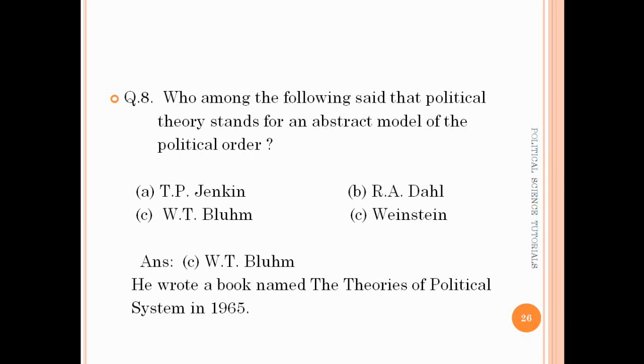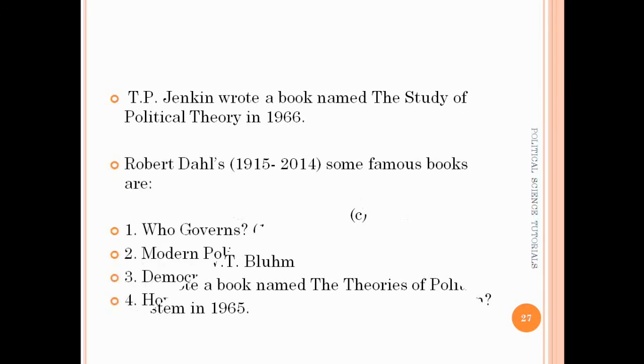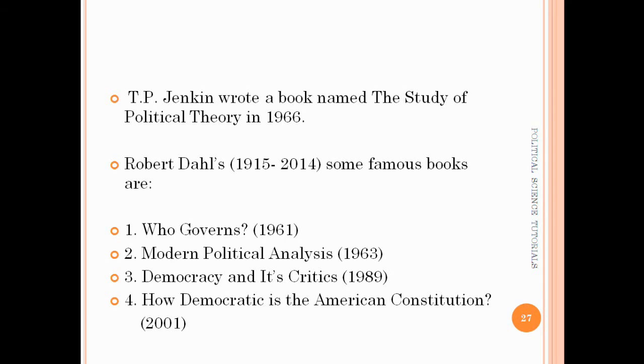Question number 9. Who among the following said that political theory stands for an abstract model of the political order? T. P. Jenkins, Robert A. Dahl, W. T. Bluhm, or Einstein. The answer is W. T. Bluhm. He wrote a book named Theories of the Political System in the year 1965. T. P. Jenkins wrote a book named The Study of Political Theory in the year 1966. And Robert Dahl, who was born in 1915 and died in 2014, wrote many books, but here we are mentioning the names of his four famous books.